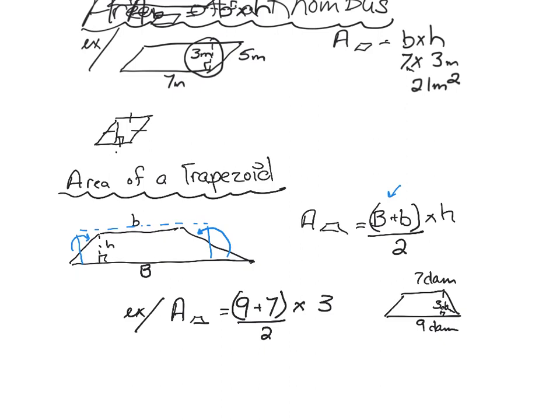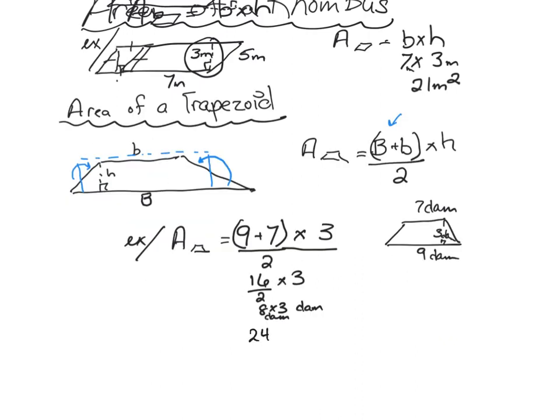And remember, it doesn't matter whether you divide these by 2 and then multiply, or you divide the whole thing by 2, it's going to end up being the same. Therefore, I have 16 over 2 times 3, and that's 8 times 3, and all of these were in decameters. So my answer then is 24 decameters squared. And word problems for this will look very much like the word problems that we did for rectangle and triangle.